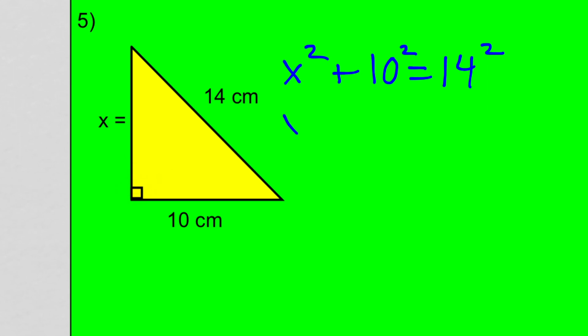Okay, start solving your math equation. X squared plus 10 squared is 100, equals 14 squared, which is 196.